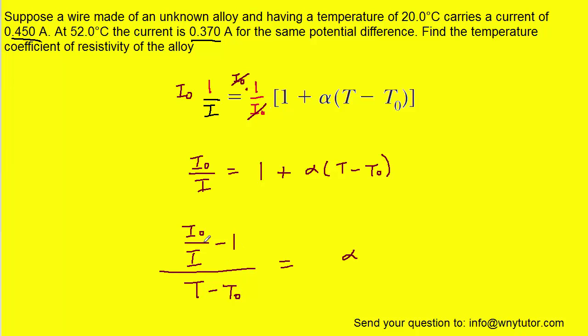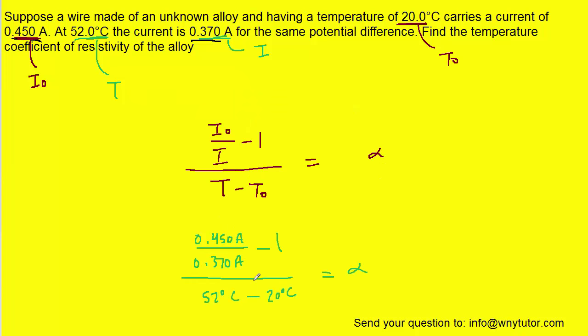And indeed, we are ready to plug in the known values. We just have to be careful about how we match up the current with its respective temperature. So for example, we can call this current the I naught, as long as we call this temperature the T naught. And then we would call this current the I, and then this temperature the T. And so with that in mind, we can plug in those values into the equation.